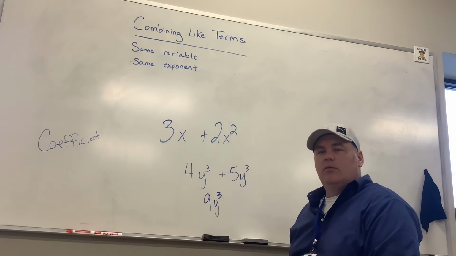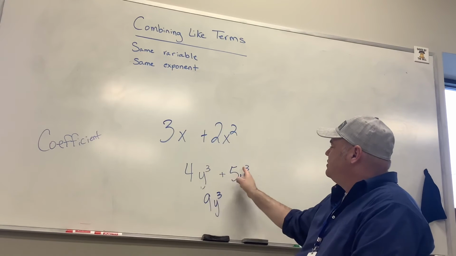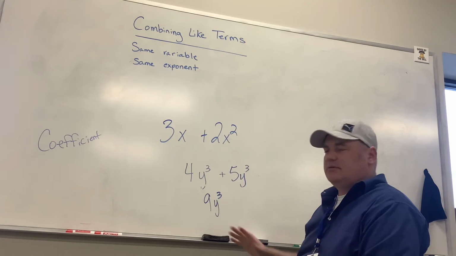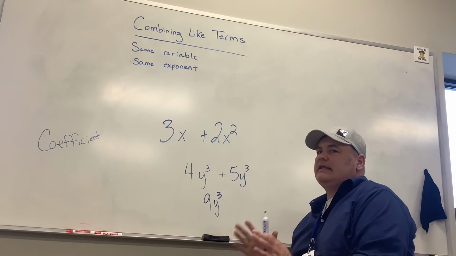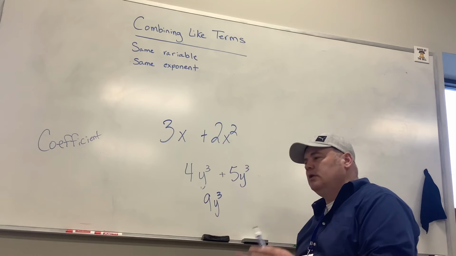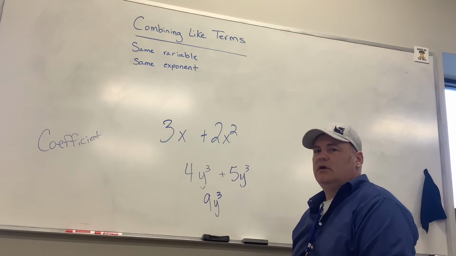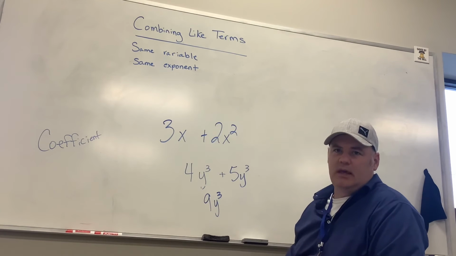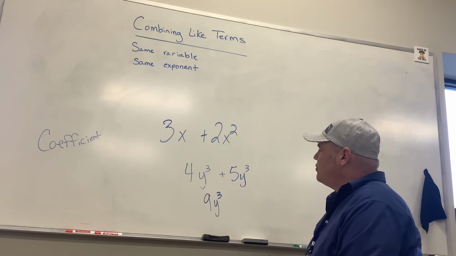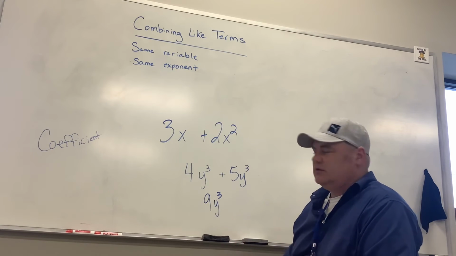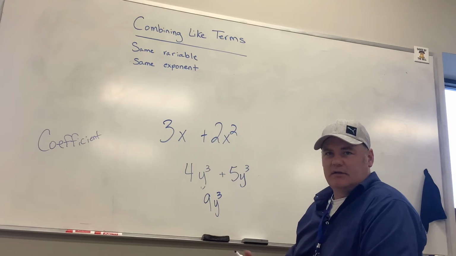Where I see confusion is people want to add the exponents or multiply the exponent. You're not doing anything with the exponents when you're adding and subtracting. That's only on multiplication and division. You are only adding those coefficients together. So 4 of those with 5 of those gives me 9 of those.